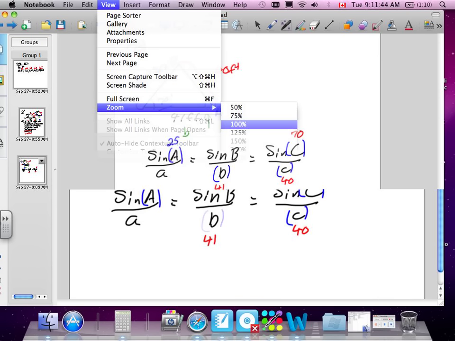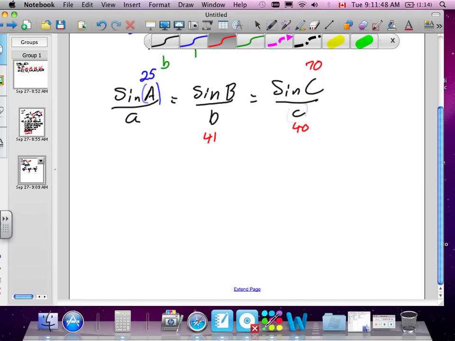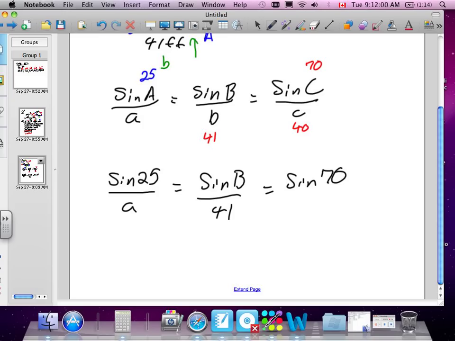So we have sine 25 divided by A is equal to sine B divided by 41 is equal to sine 70 divided by 40. Okay, so I do have one of the ratios. Like we said, we have to have one ratio to use sine law. The only thing is I need to cut out one of the other ratios. What am I actually trying to solve for right now?